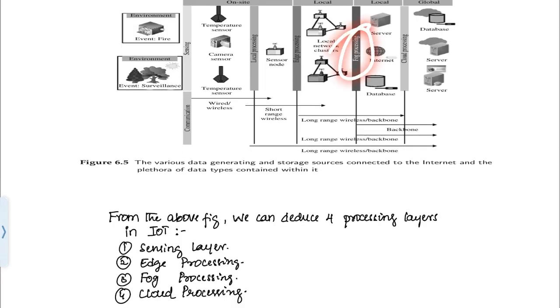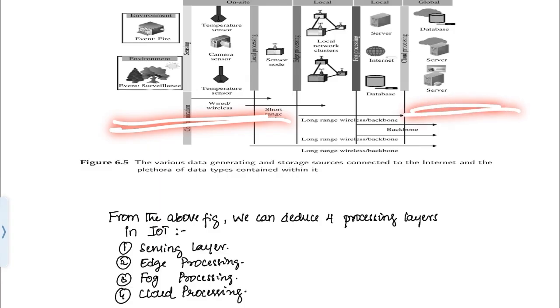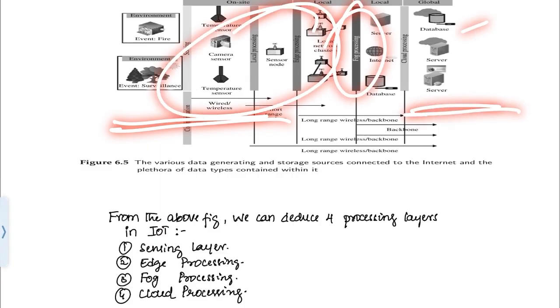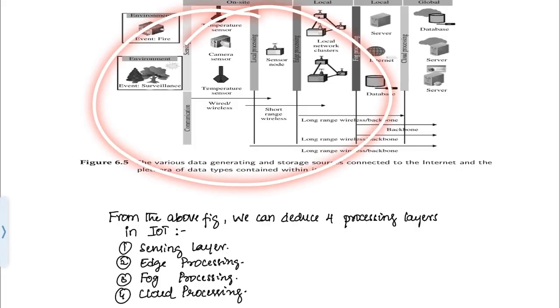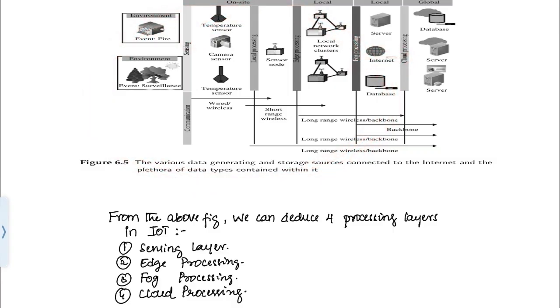Next we have fog processing. Fog nodes handle processing at an intermediate layer, between the local layer and the cloud. This layer offers faster response time compared to cloud processing, because comparatively they are closer to the sensor or the data source, yet they are outside the sensing layer. So fog processing helps us reduce the latency and network bandwidth usage.